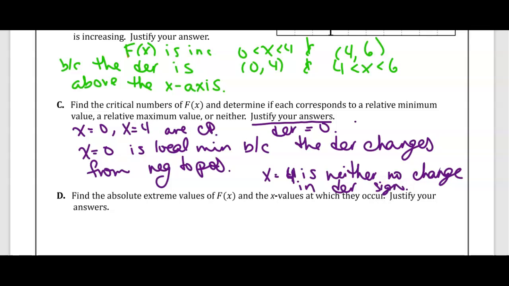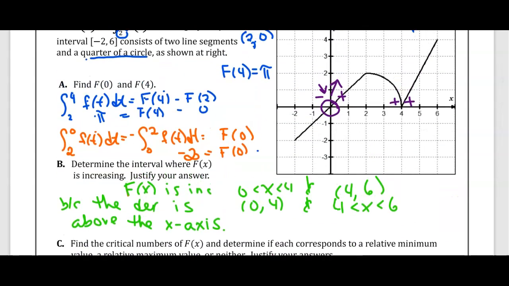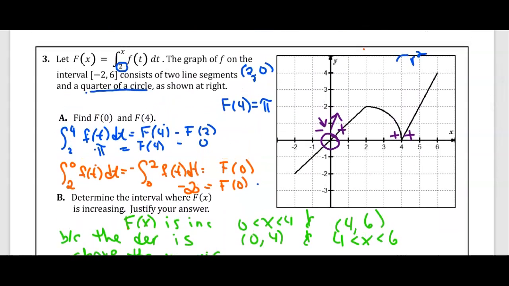All right, now find the absolute extremas, the x value and the y value pair, and justify your answer. Okay, so we've already gone through, and let's see what we have for information. They happened to ask you about 0 and 4. It seemed random when we started, but those were our critical points. So that was nice of them. We already did some work there.